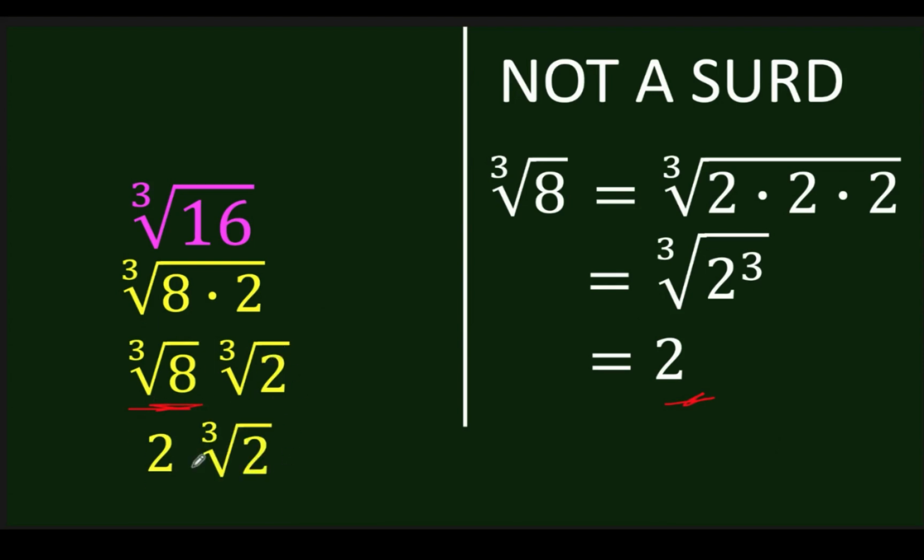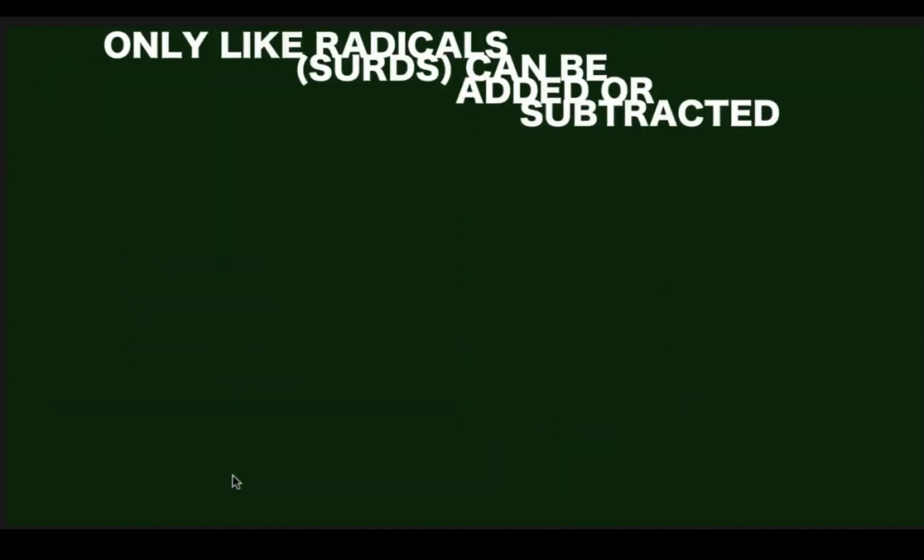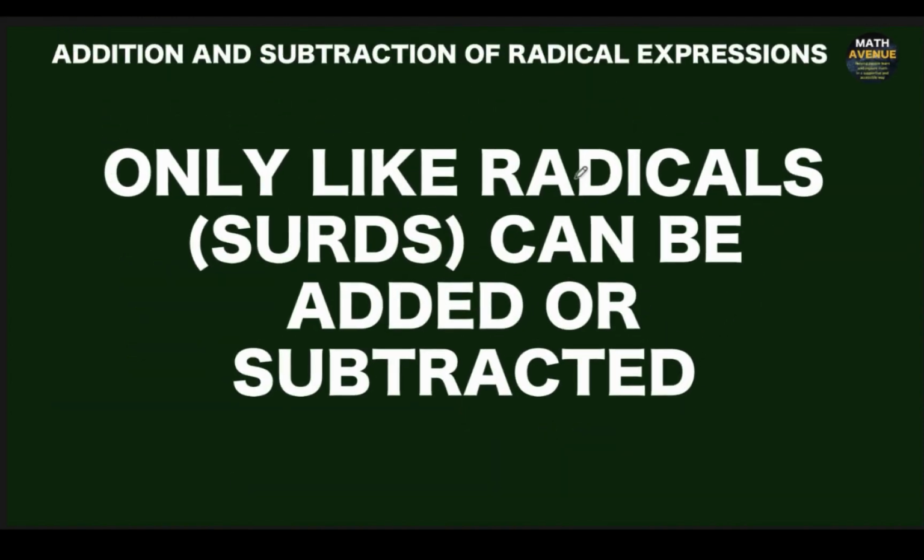That is the concept of multiple copies of a surd. Here we have two cube root of 2. This concept of simplifying a radical into multiple copies of a surd is the most important preliminary step before we can add or subtract radical expressions. The rule for addition and subtraction of radicals is that only like radicals can be added or subtracted. Not all radicals are like radicals.